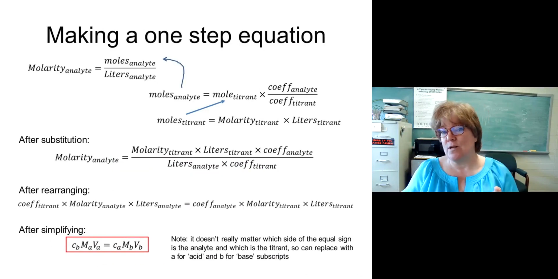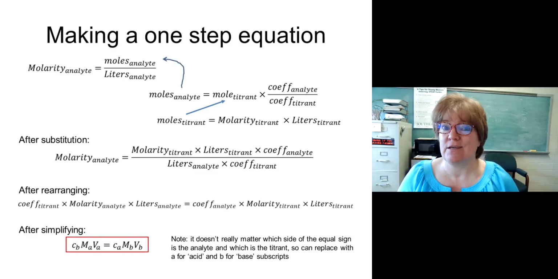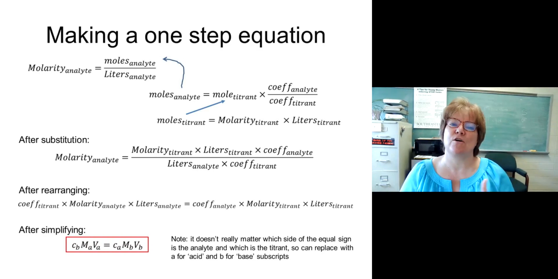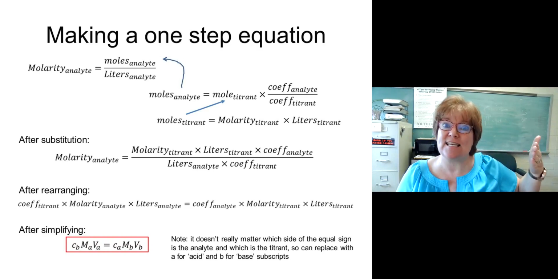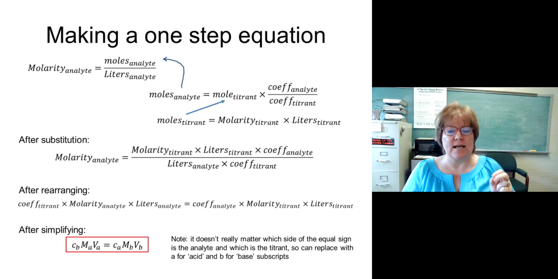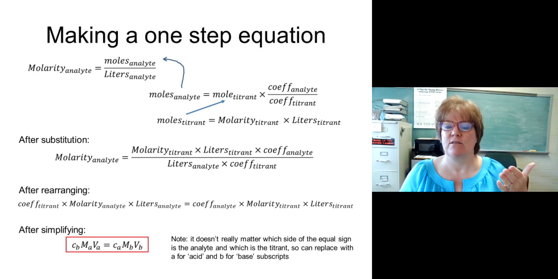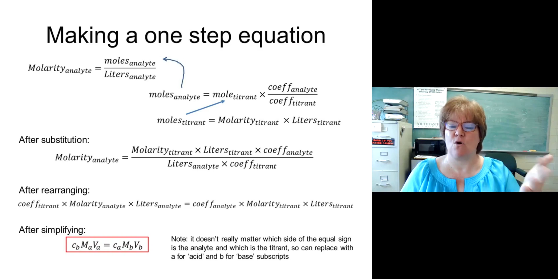If I want a one-step equation, which is pretty convenient, just make sure this only works for starting with a known concentration and I need to get a known concentration. I still need to know my balanced reaction. But here I can do something fancy. I know that the molarity is moles over liters for the analyte, but also for the titrant. I also know that on the top, the moles of analyte is the moles of titrant times the coefficient of the analyte divided by the coefficient of the titrant.